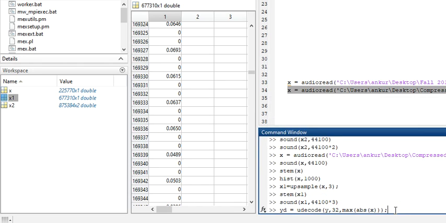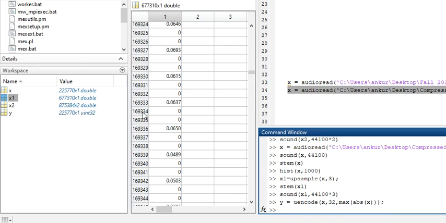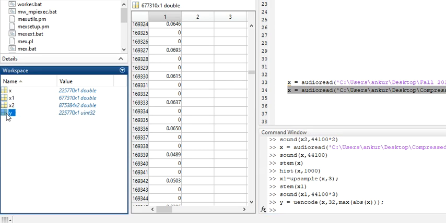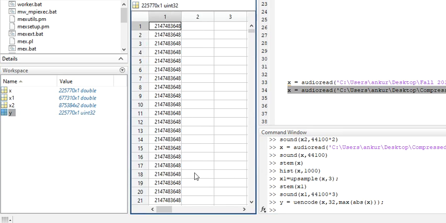So this is a MATLAB command that I'm going to use. y equals x, which is my voice, and should be encode. Max absolute value, I'll just explain the syntax in a minute. So y is the quantized voice, my voice quantized. Let's have a look at it. These numbers don't make much sense, but I'll explain the syntax.